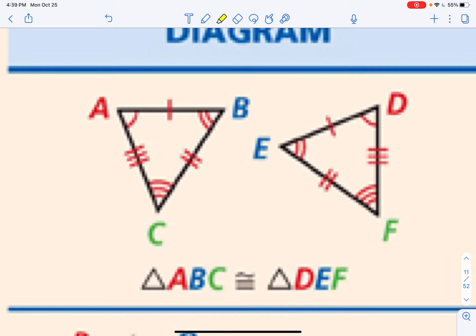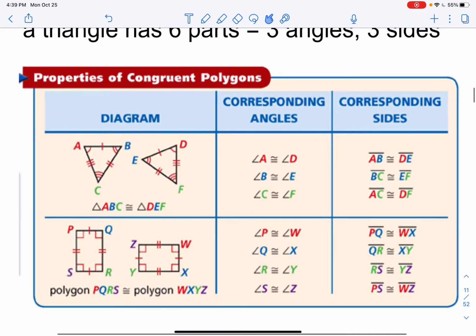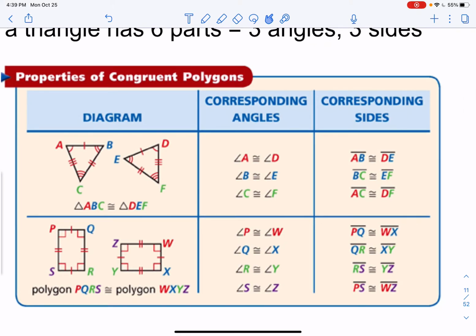And now we look at sides. So side AB and DE, both have one tick. BC, EF, both have two ticks. And lastly, AC and DF, both have three ticks. Okay? And that's essentially what this is all saying here. So you can pause the video and take a look at that. And the same is also true for anything more than a three-sided figure as well.